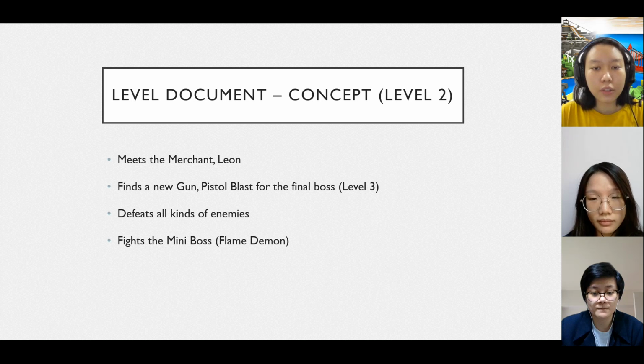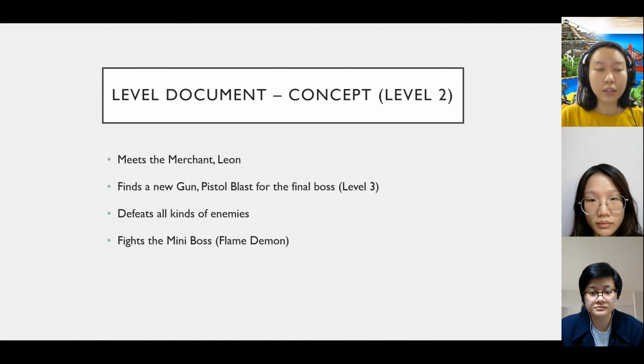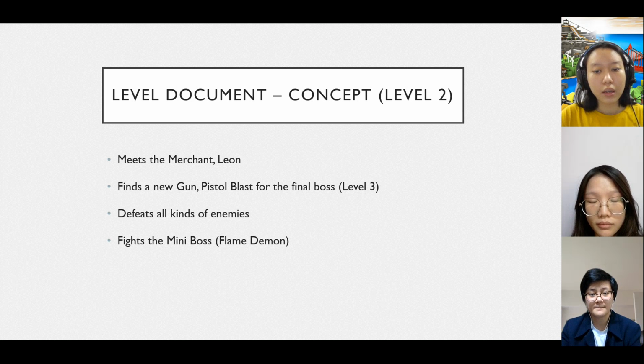So in the level document for level 2, the concept is that the player will meet the merchant Leon. He finds a new gun, which is the pistol blast, and he has to use it against either the flame demon or the final boss. And in level 2, he has to defeat all the enemies in sight and lastly fight the mini boss, which is the flame demon.